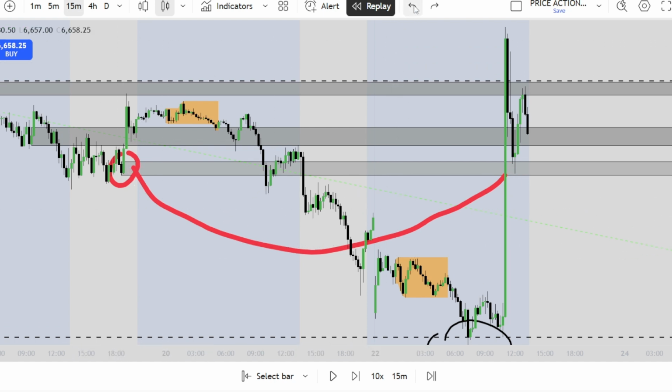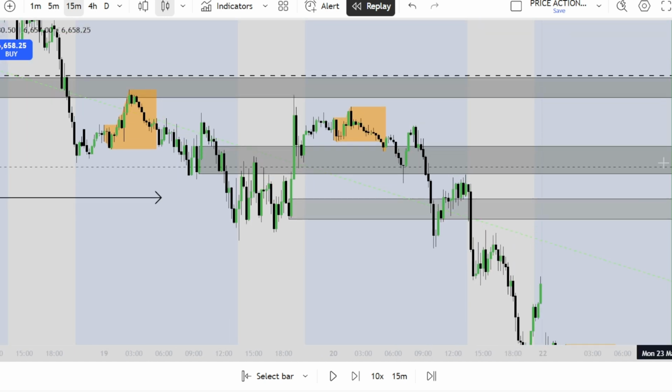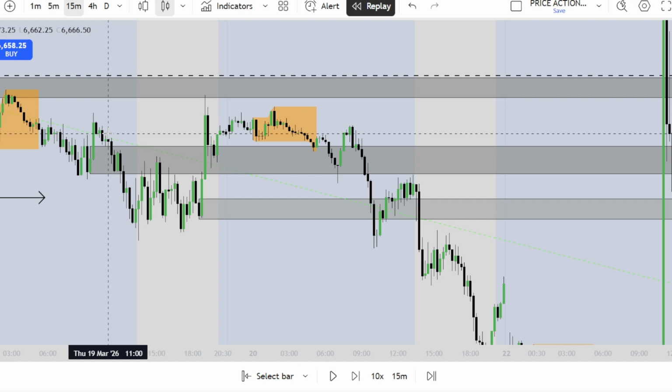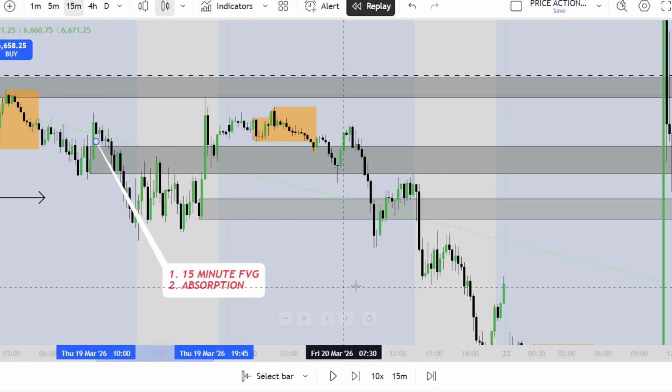So this was my key level from the day, and I also had another key level over here. Same sort of thing. Again, we see a 15-minute fair value gap. That's step number one. The second thing we're looking for is absorption areas. I'm going to be going over absorption in a lot of detail in this video. But what does this absorption actually mean?